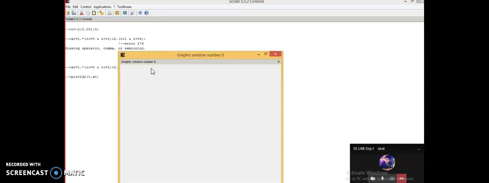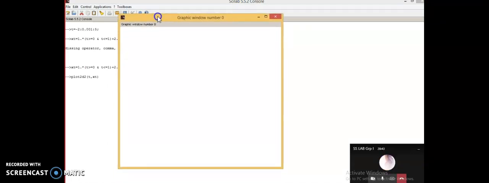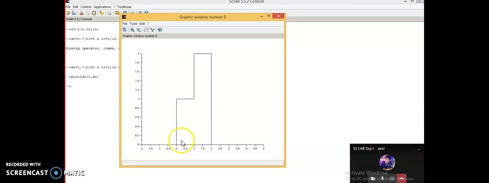Now plot2d2. Continuous time domain का signal है ये. So it will be plot2d2 with t and xt. T versus xt. This is what we have to plot. So when we plot it, it will be like this, 0 to 2. Got it?